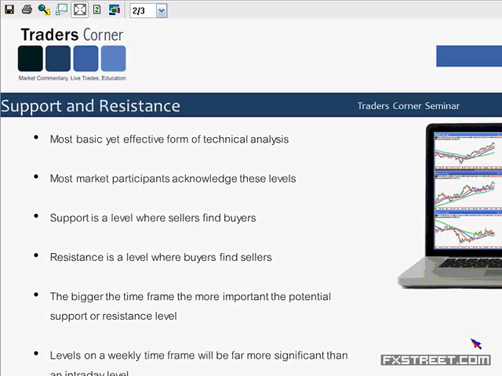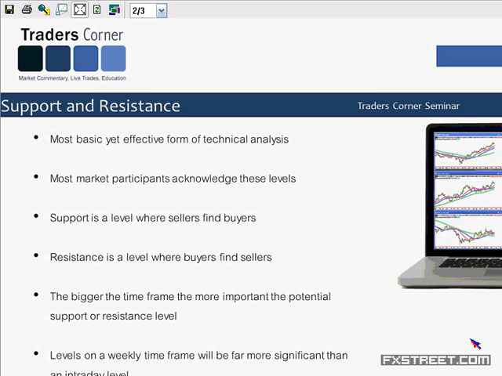So why do I like support and resistance? Well, first of all, it's probably the most basic but yet effective form of technical analysis. Everything that we do with our trading is based around support and resistance. It is the key technical tool that we have. They can be accurate on 5 minutes. They're more accurate the further you go out, but you can trade intraday levels as well. All right, so definitely on the 5-minute chart, you can see intraday levels of support and resistance.